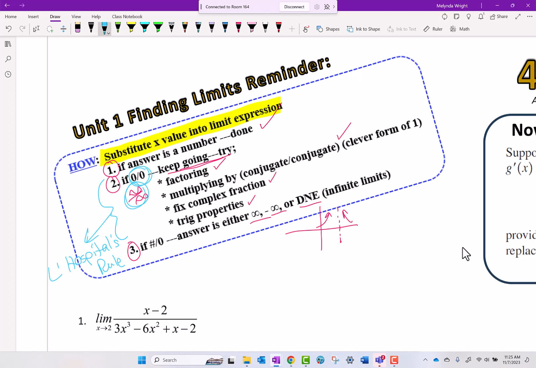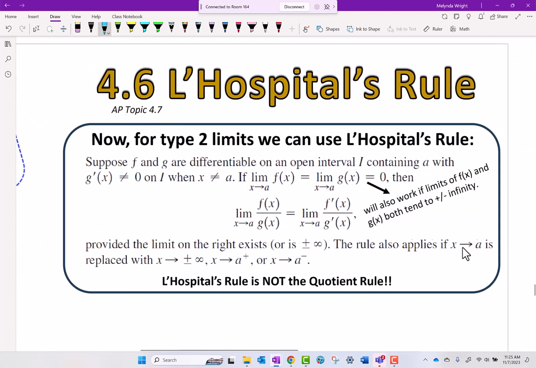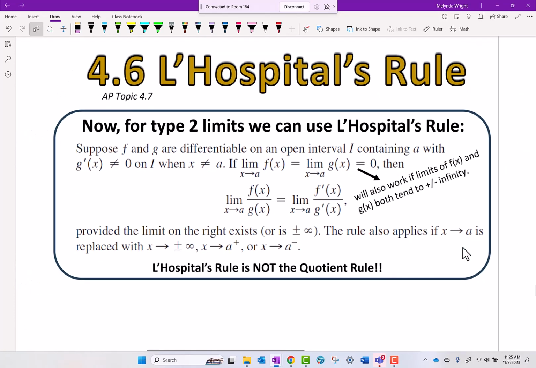Now, if you don't want to use the rule, you could just do it algebraically. Sometimes it's impossible to do it algebraically, but sometimes you could. So just know that now we have another option. So let's look at what the rule tells us. So this is the rule for L'Hopital. And let's just go through the wording. Suppose f and g are differentiable on the open interval containing a. So that's very fancy math talk, which just means that the function's continuous at a.